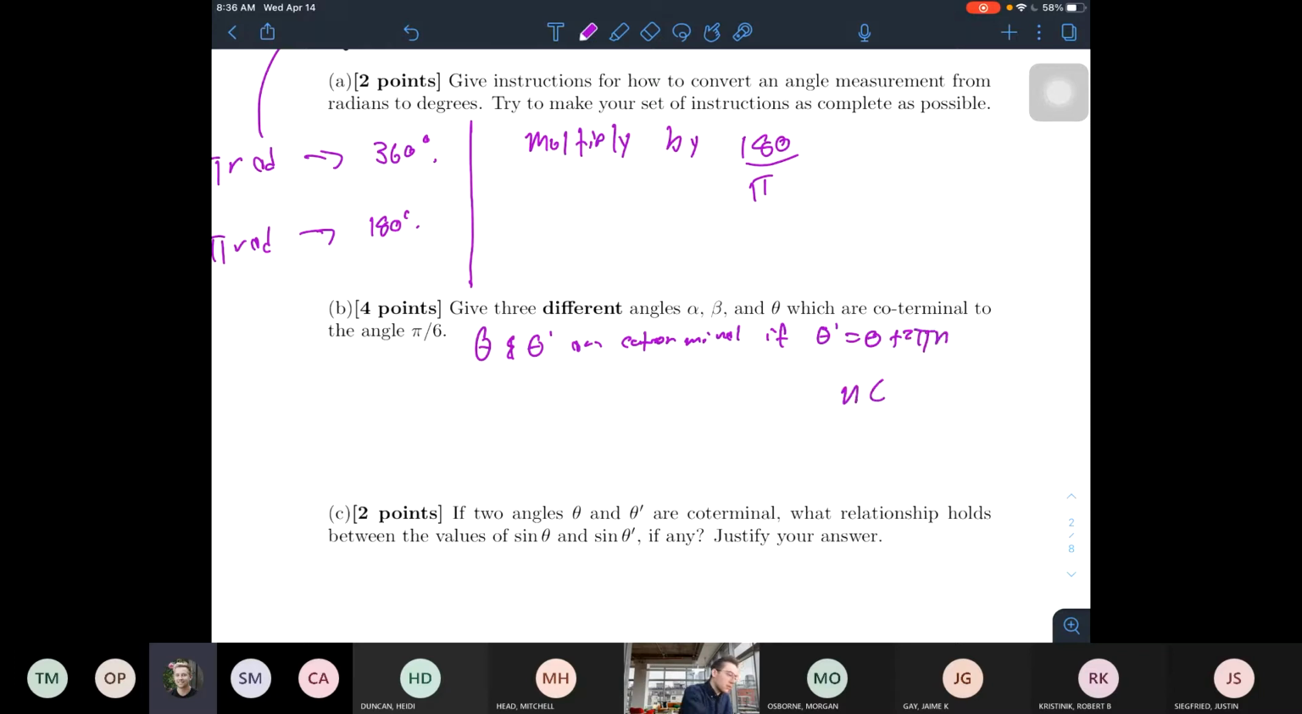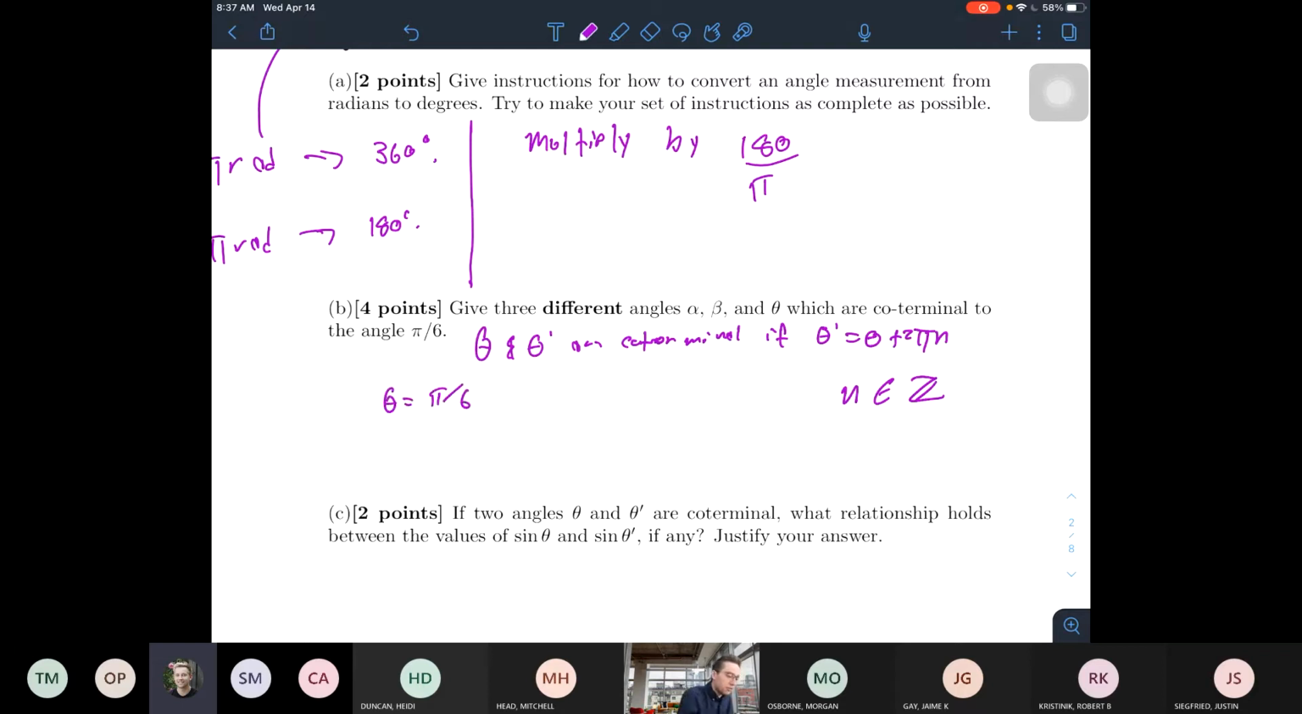And I'm going to use the notation that we learned in the last class and put n in Z, because Z was the symbol that we had for the set of integers. So negative numbers and 0 and positive numbers, but no fractions or decimals. Okay, so an integer. So if we want to find alpha, beta, and theta, which are all coterminal to the angle pi over 6, well, I could just take the first one to be pi over 6.